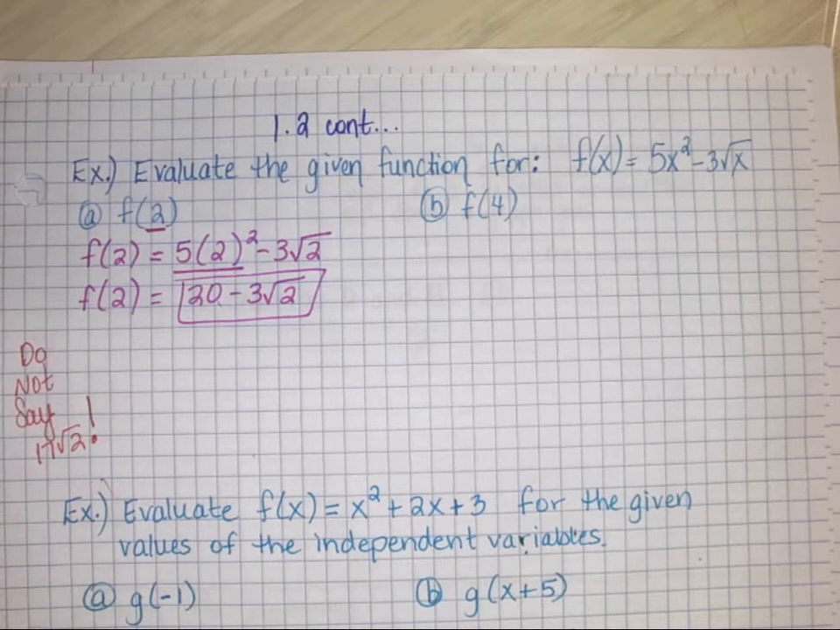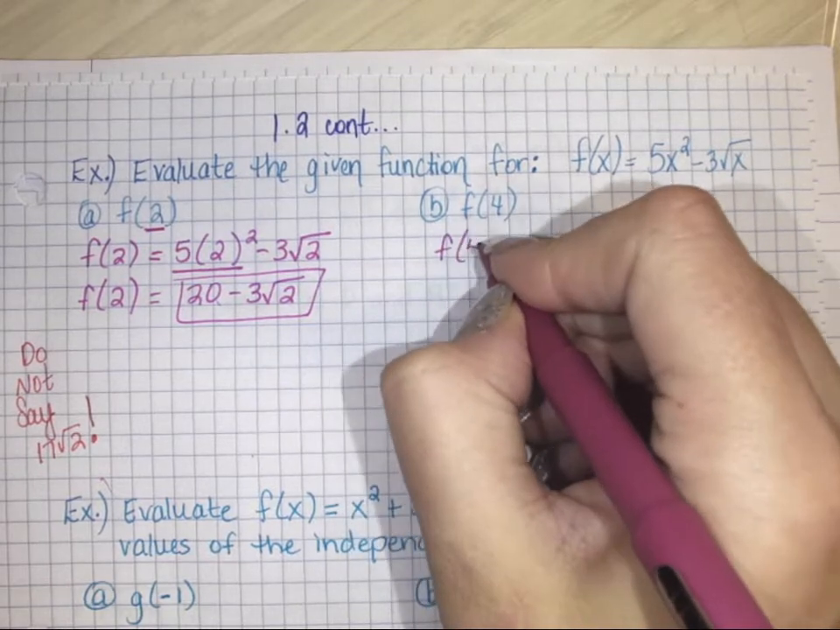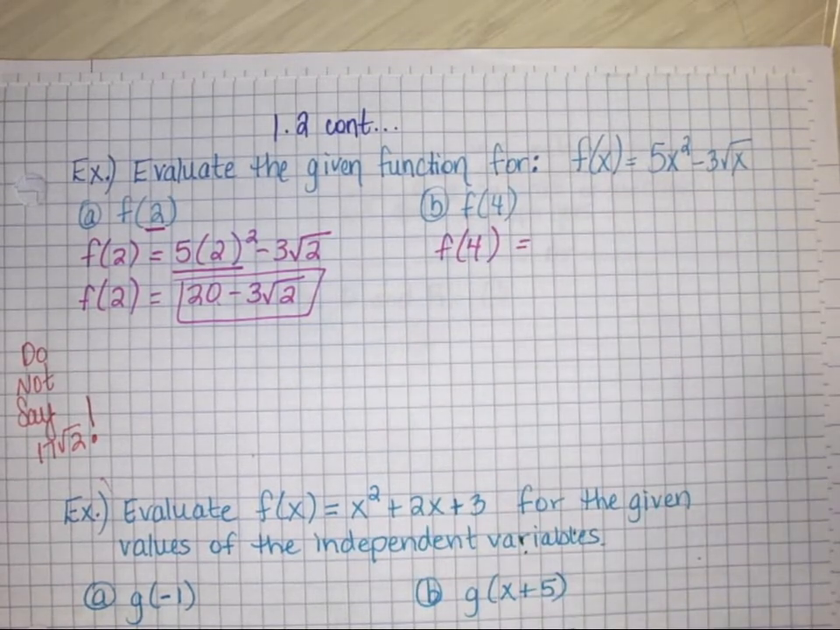Leave it as that. All right, part B, f of 4. We're going to plug in 4 everywhere we see an x value.